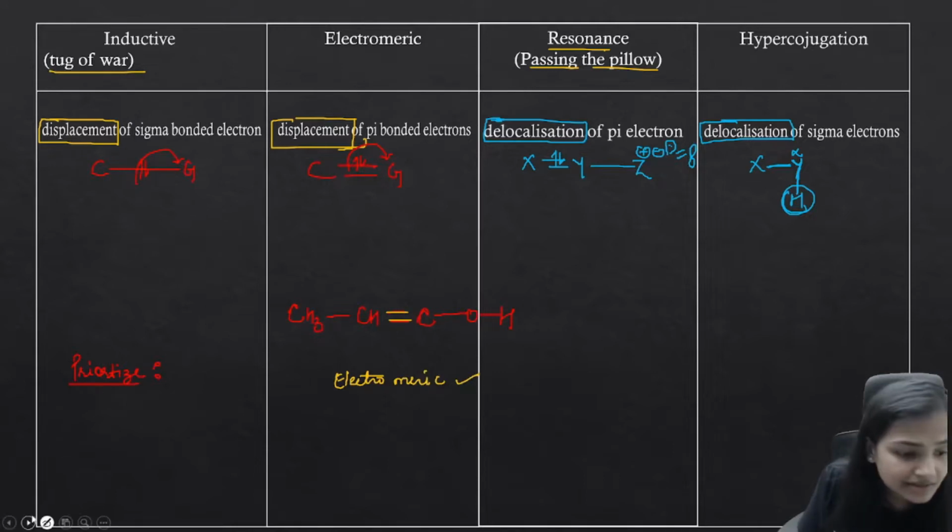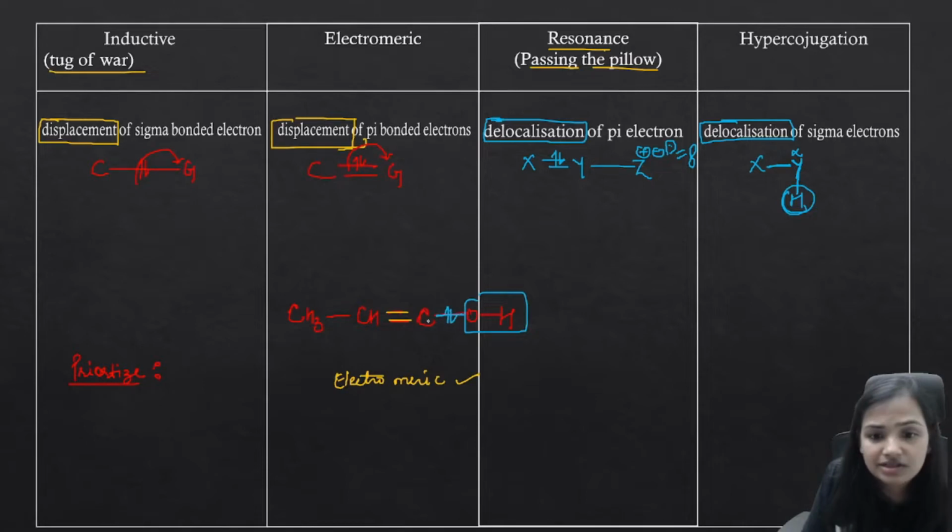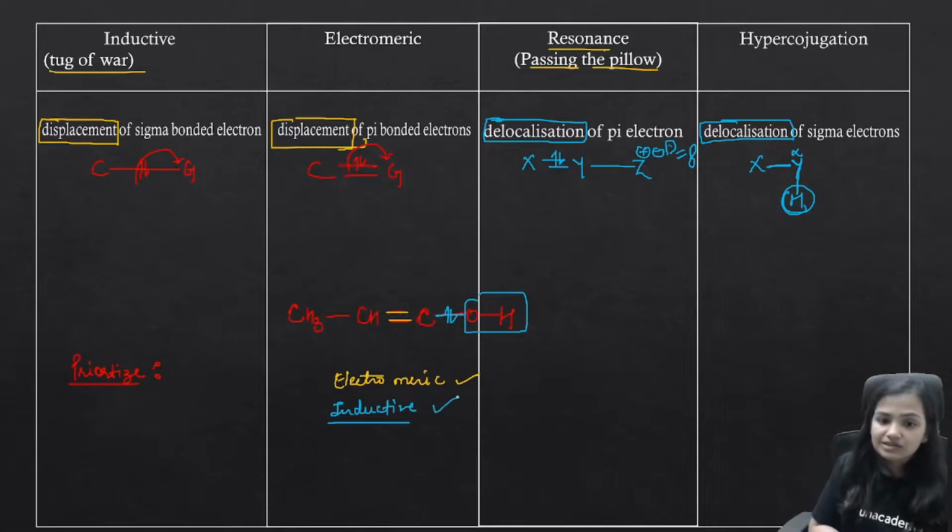You would say, ma'am, I'm having a sigma bond. This is a group and this is a carbon family. I can see that this is my sigma electron, and I can see where the displacement of electron will occur. You can also do the inductive effect. Fine, you can have a look over the inductive effect.